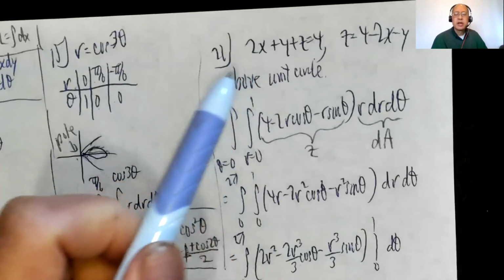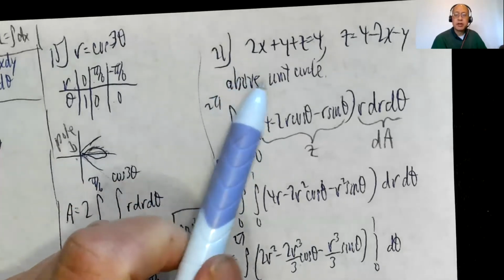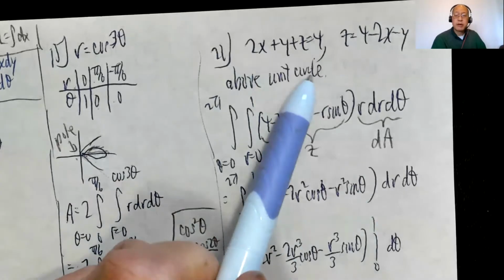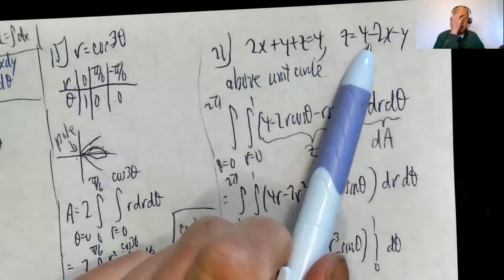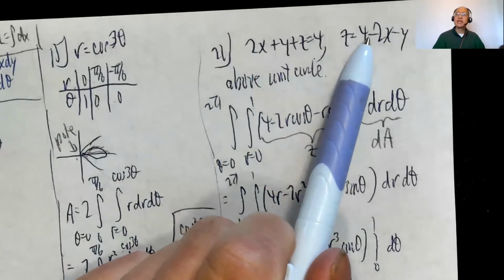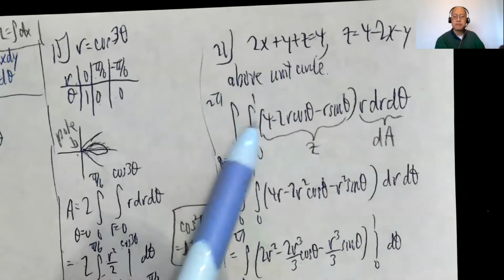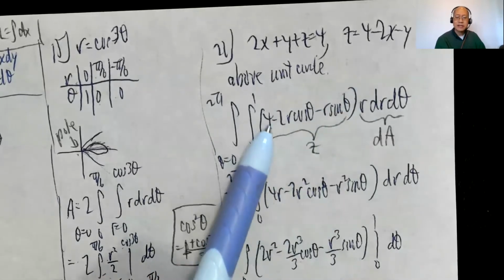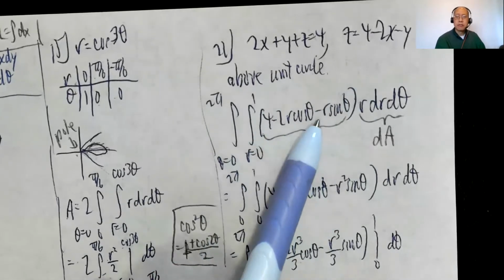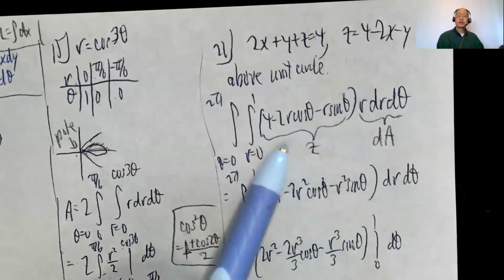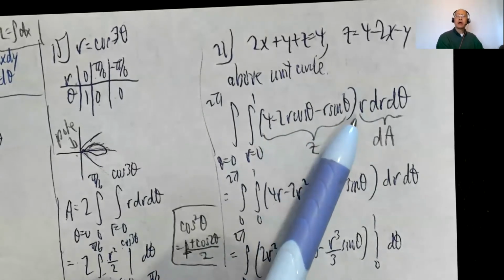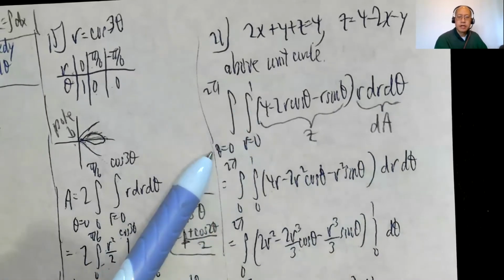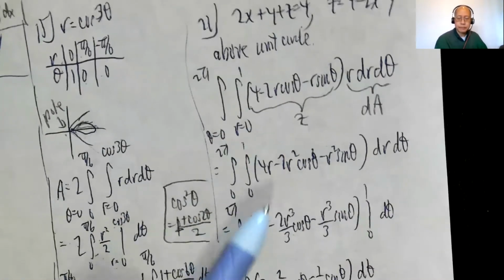Okay, 21 says above the unit circle, bounded by 2x plus y plus z equals 4. A little bit of algebra: z equals 4 minus 2x minus y. You're basically always integrating z to get the volume. All right, so 4 minus 2x, 2 r cosine theta, minus y, r sine theta. So this is my z, r dr d theta. That's my dA. r goes from 0 to 1, theta goes from 0 to 2 pi.